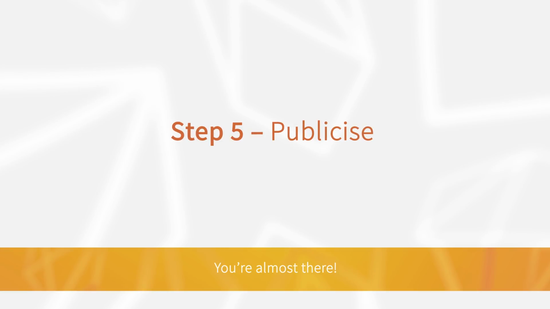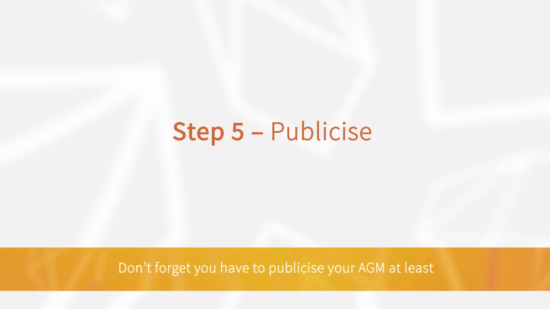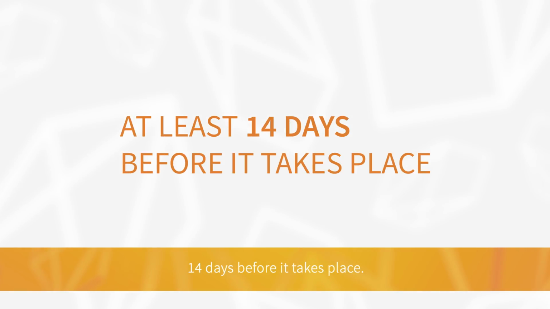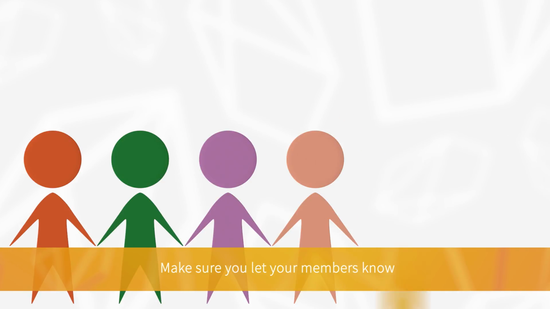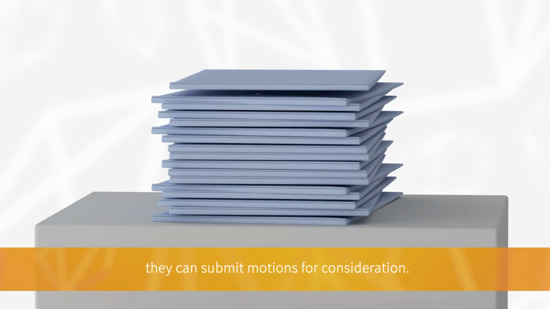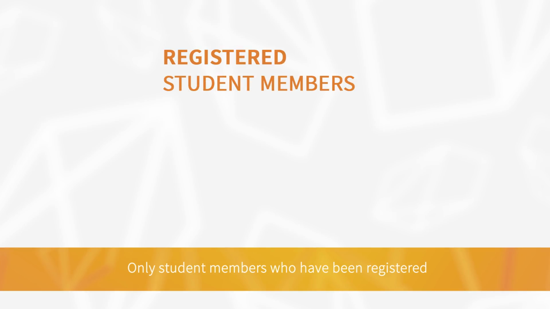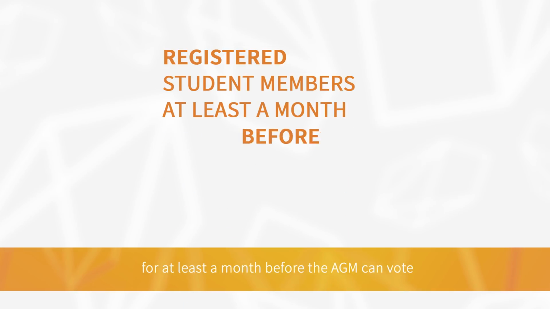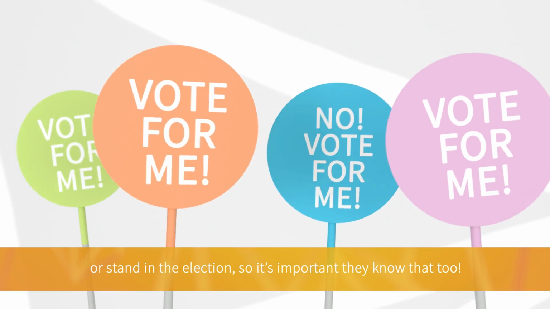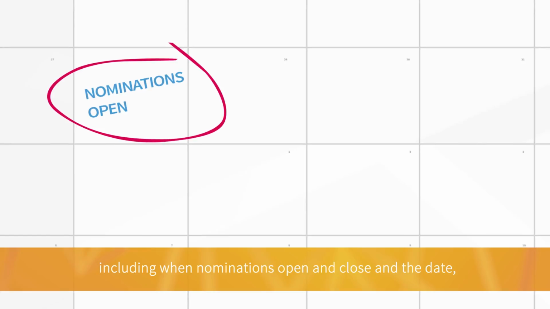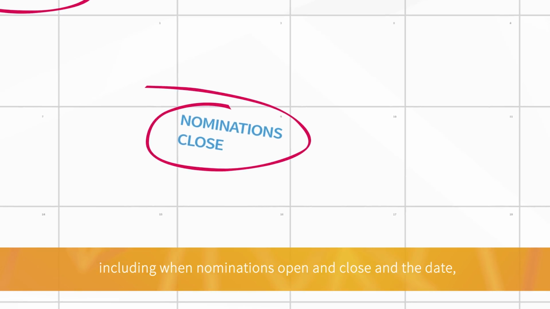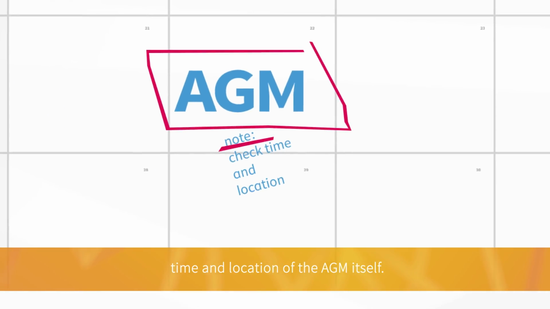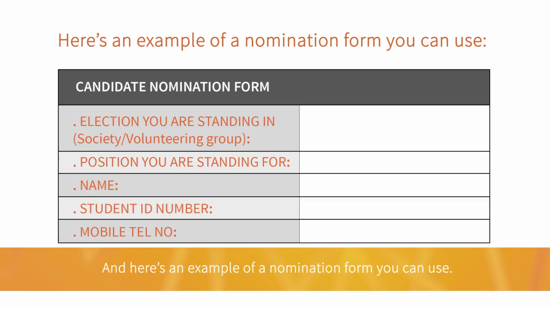You're almost there. Don't forget you have to publicise your AGM at least 14 days before it takes place. Make sure you let your members know they can submit motions for consideration. Only student members who have been registered for at least a month before the AGM can vote or stand in the election, so it's important they know that too. Be clear about the key dates, including when nominations open and close, and the date, time and location of the AGM itself. Here's an example of a nomination form you can use.